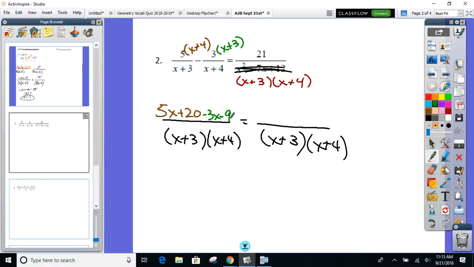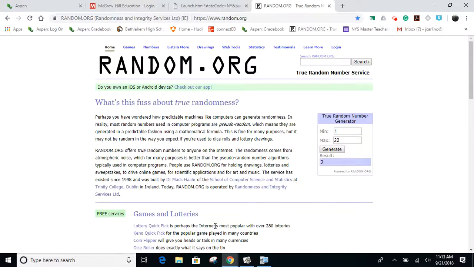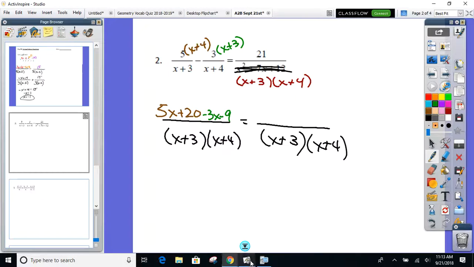See if anybody's on top of their game right here on a Friday. What do I have to multiply the 21 by? Nothing. The denominators are x plus 3, x plus 4, x plus 3, x plus 4. 21.